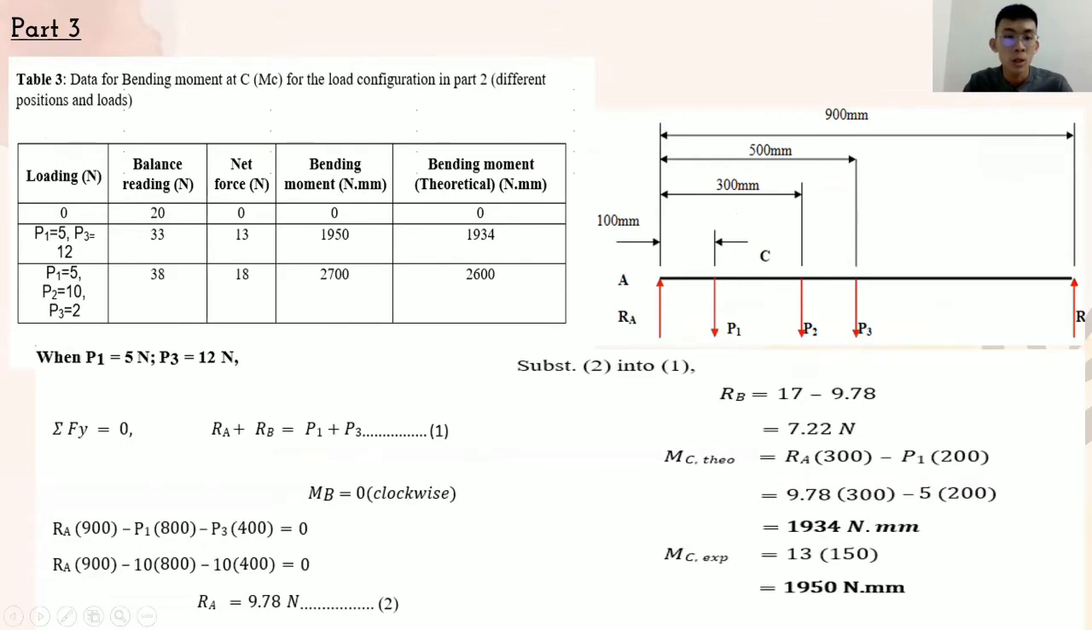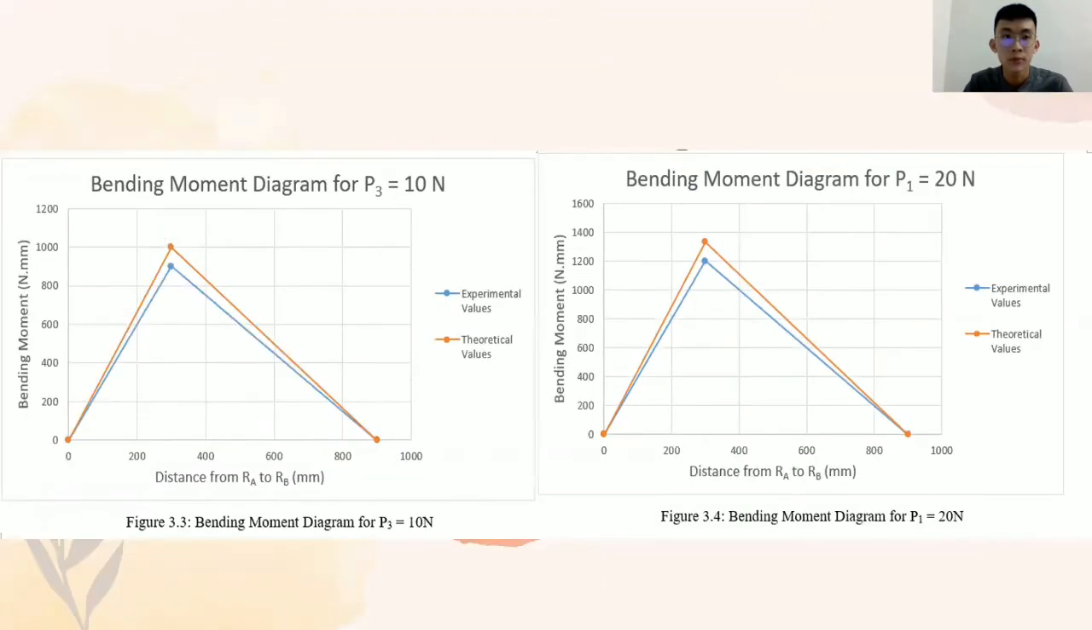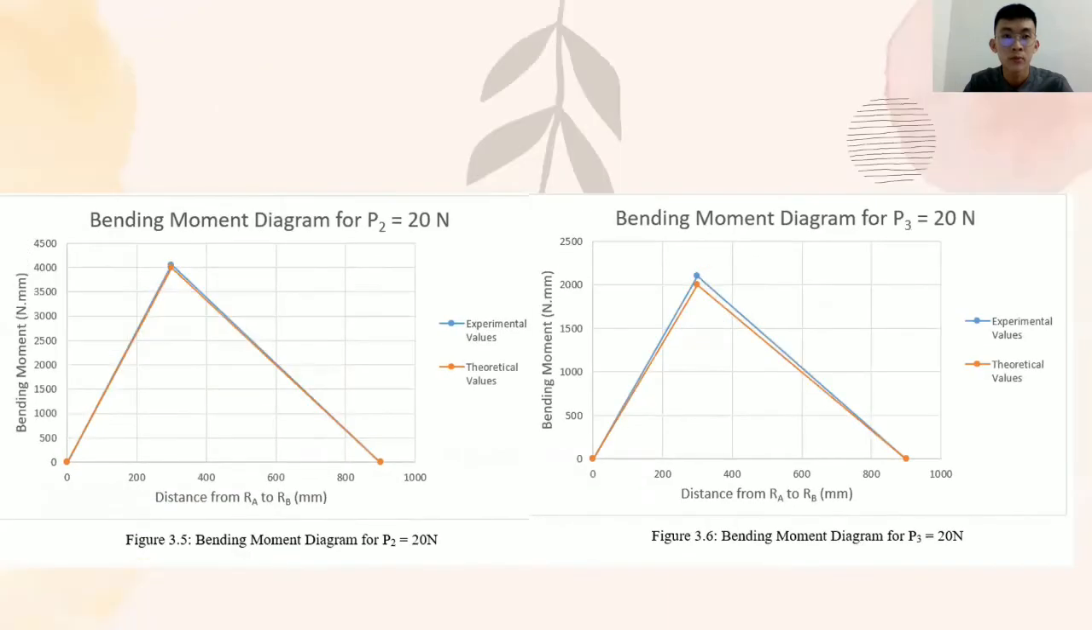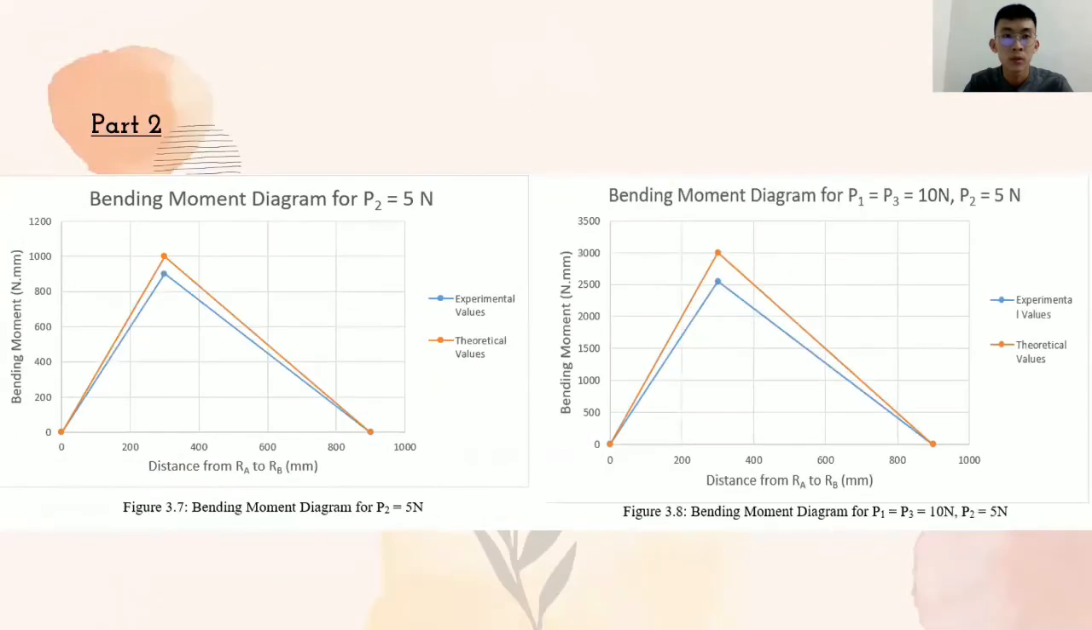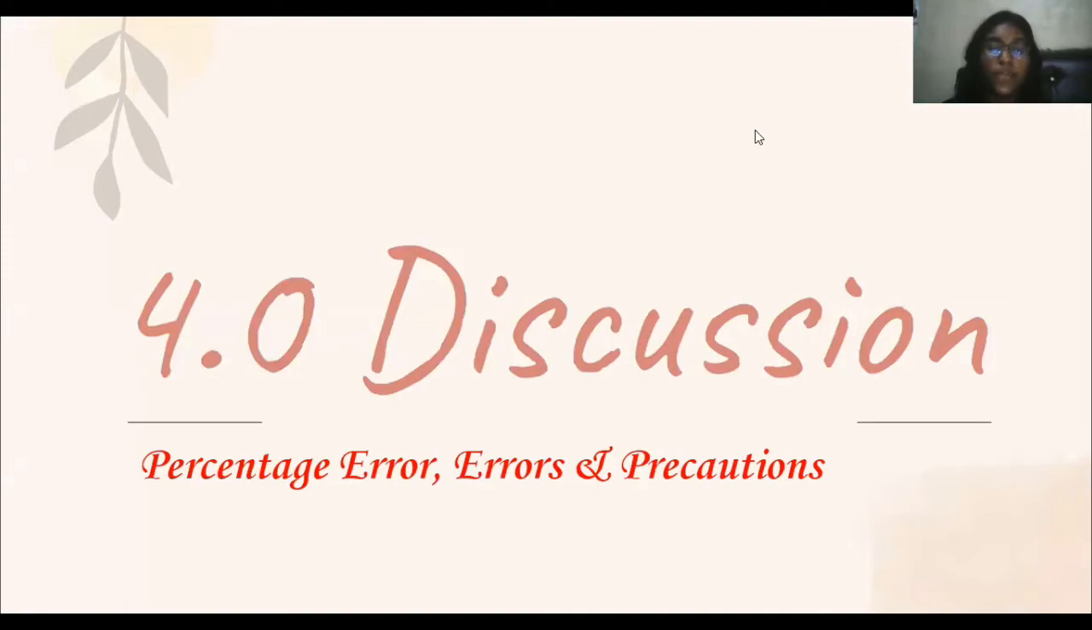So we will use the same calculation method to calculate the remaining data for part 1, part 2, and part 3. So this is a graph for part 1. So this is a graph for part 2 and graph for part 3. I will continue with the discussion part.